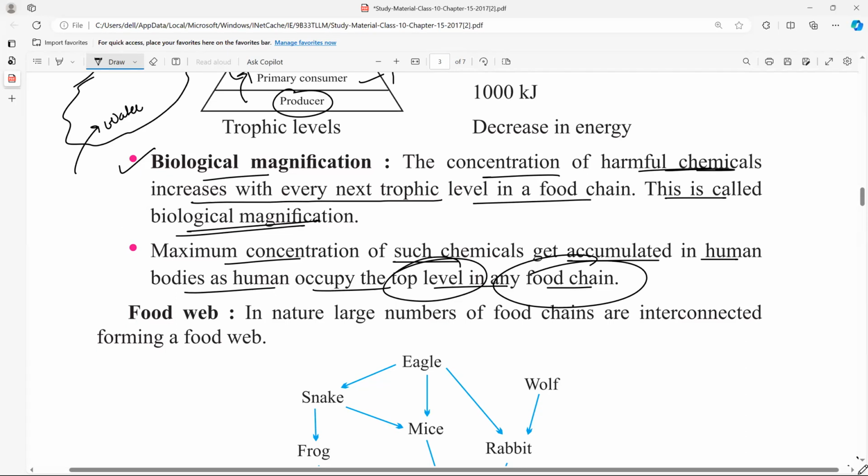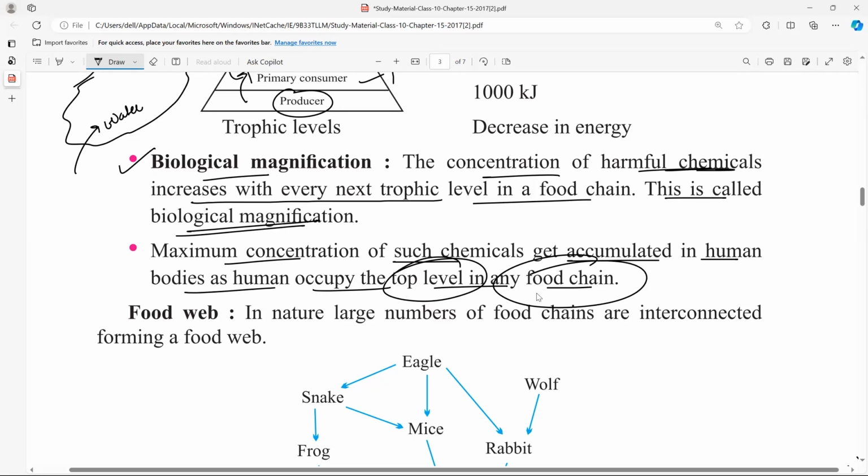Okay, simple. I want to say here that in biological magnification, the concentration of the harmful substance keeps on increasing. For example, if the harmful substance is eaten by the fish, and the fish is eaten by some other living organism, then as we move to the next trophic level, the concentration of the harmful substance keeps on increasing. Like fish is eaten by human beings.